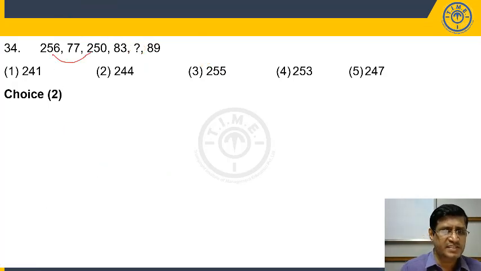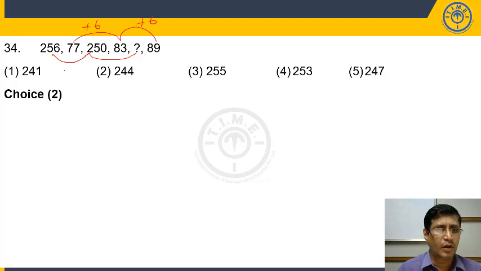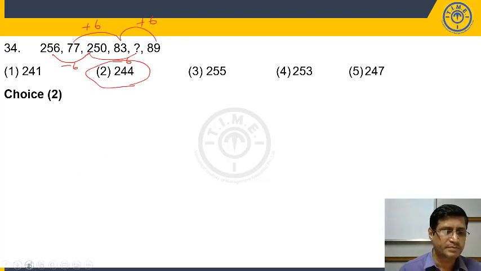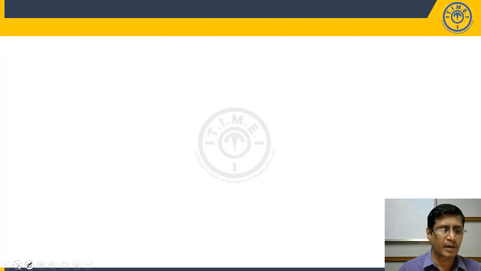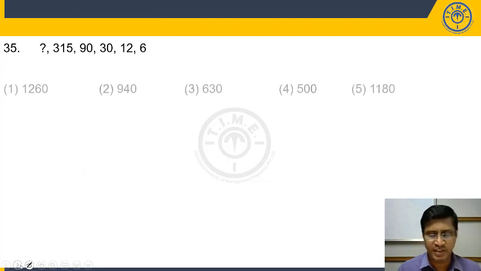If we observe this, alternatively, it increases by 6 and increases by 6, whereas it decreases by 6 on the other side. So 250 minus 6 is equal to 244. So what is the right choice? Option number 2. The second choice is the right choice.